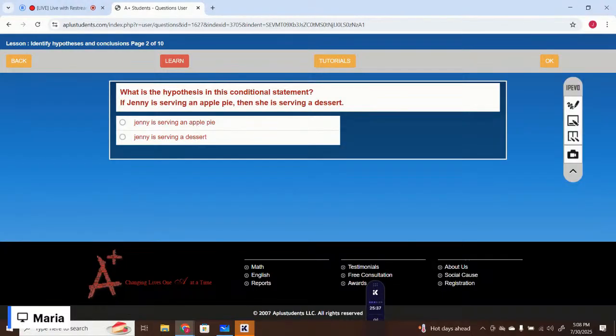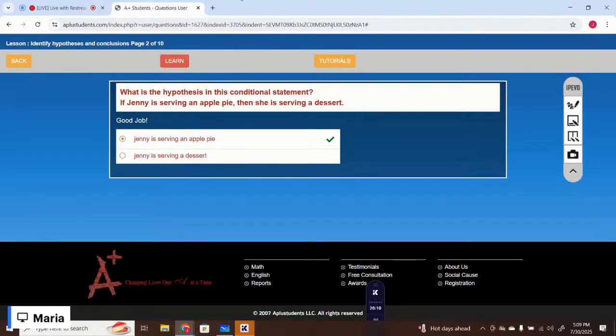What is the hypothesis in this conditional statement? If Jenny is serving an apple pie, then she is serving a dessert. Jenny is serving an apple pie is the hypothesis. Option number one is the correct option.